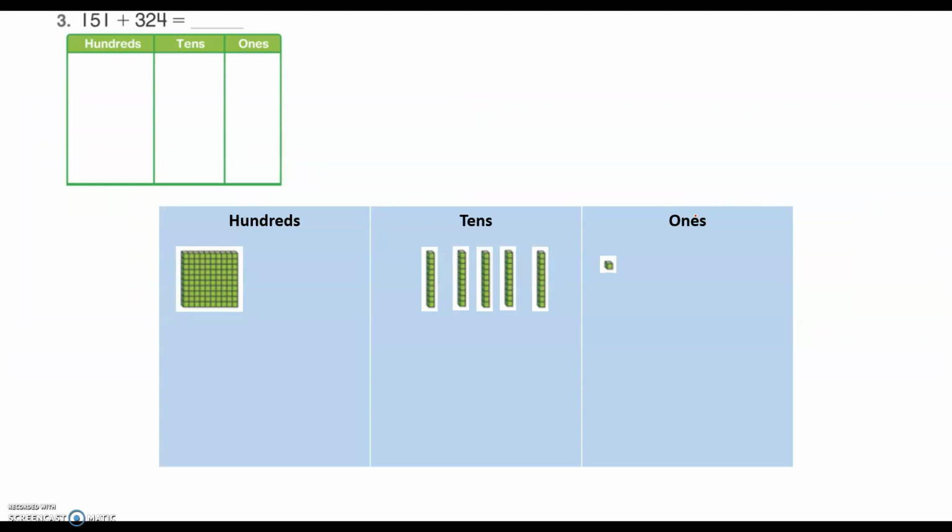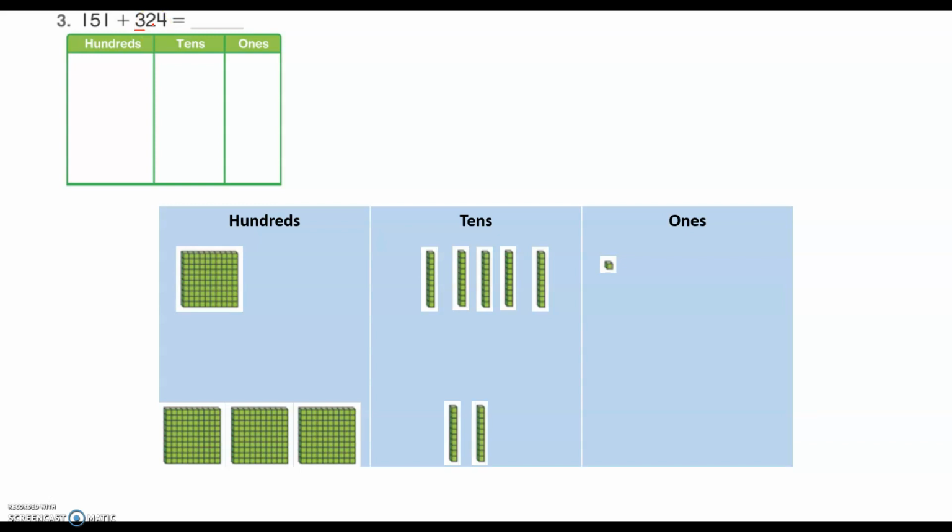Let's try number 3 from your workbook. I'm adding 151 plus 324. I start with 100, 5 tens, and 1 one. I'm adding 3 hundreds first. 1, 2, 3. How many tens am I adding? 2 tens. 1, 2. How many ones am I adding? 4 ones. 1, 2, 3, 4.